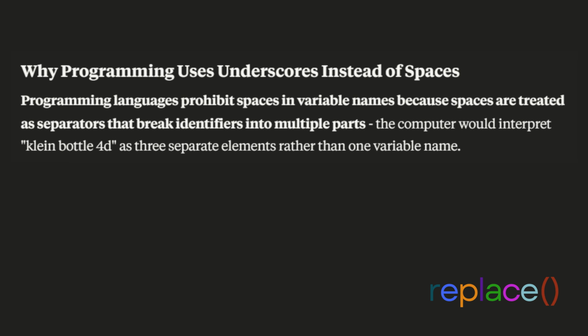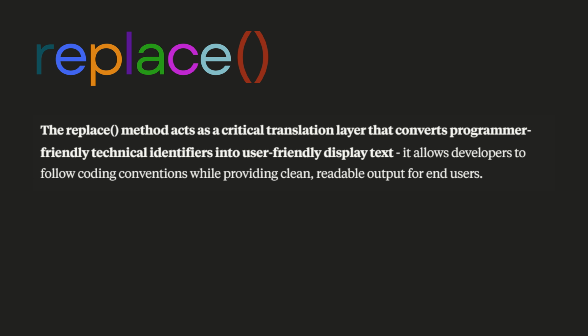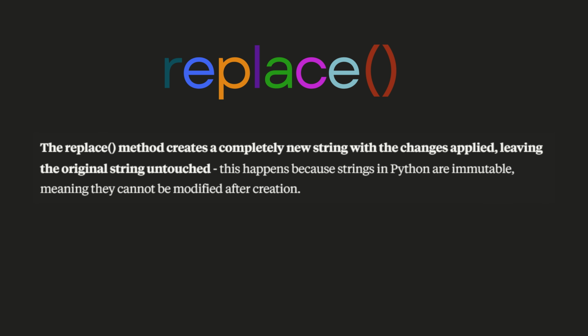This is text transformation for improved readability. Programming often uses underscores in variable names for technical reasons, but users expect readable text with spaces. The replace method bridges this gap, transforming technical identifiers into user-friendly display text. The replace method creates a new cleaned string without modifying the original, because remember, strings are immutable. Replace doesn't change form type. It returns a new string with the substitutions made.